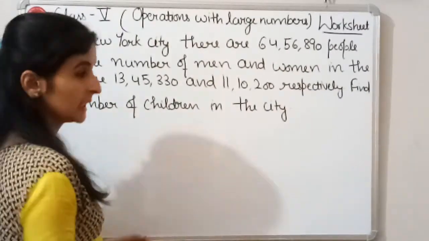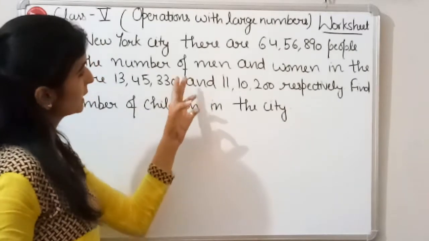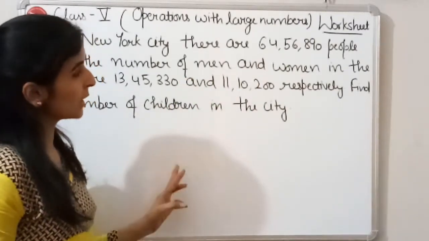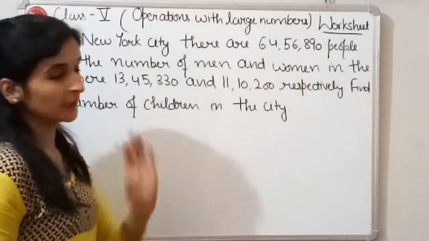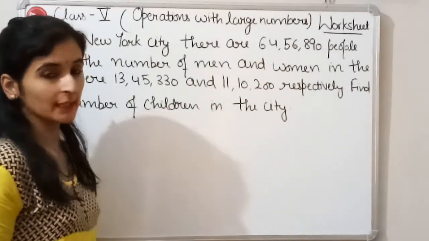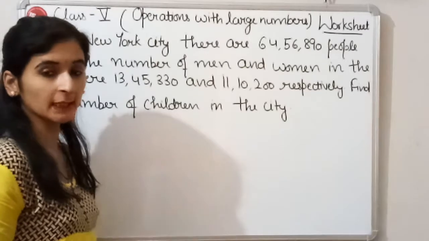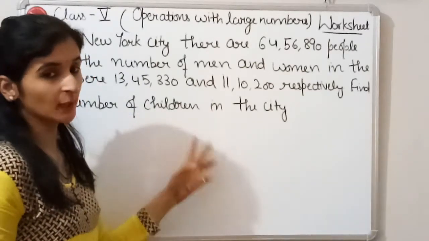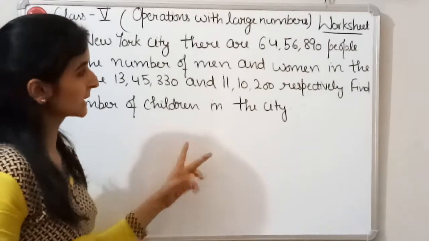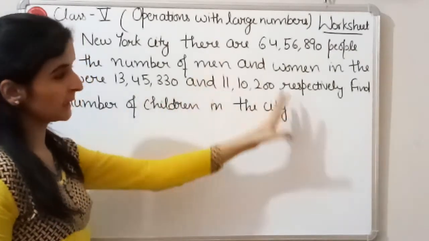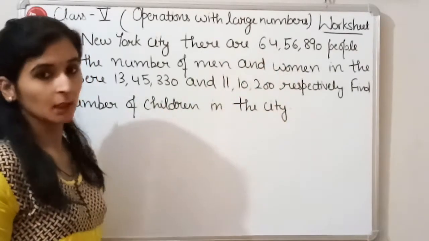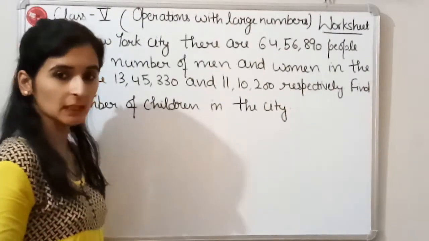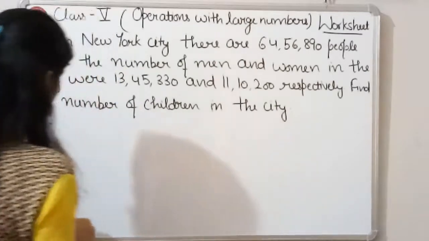So as it is clear from the question, we have been given the number of men and number of women. So firstly we are going to add the number of men and number of women. Then we will get to know the total number of men and women. Then for finding the number of children, what we are going to do? We are going to subtract the total number of men and women from the total population. Then we will get to know the number of children in the city. Okay.